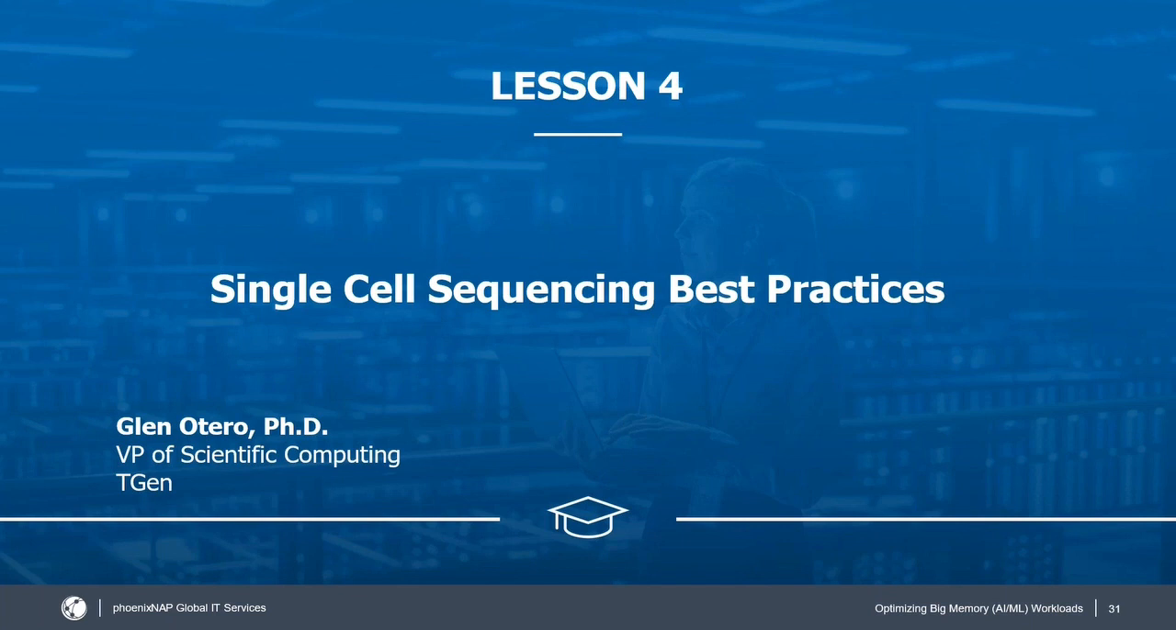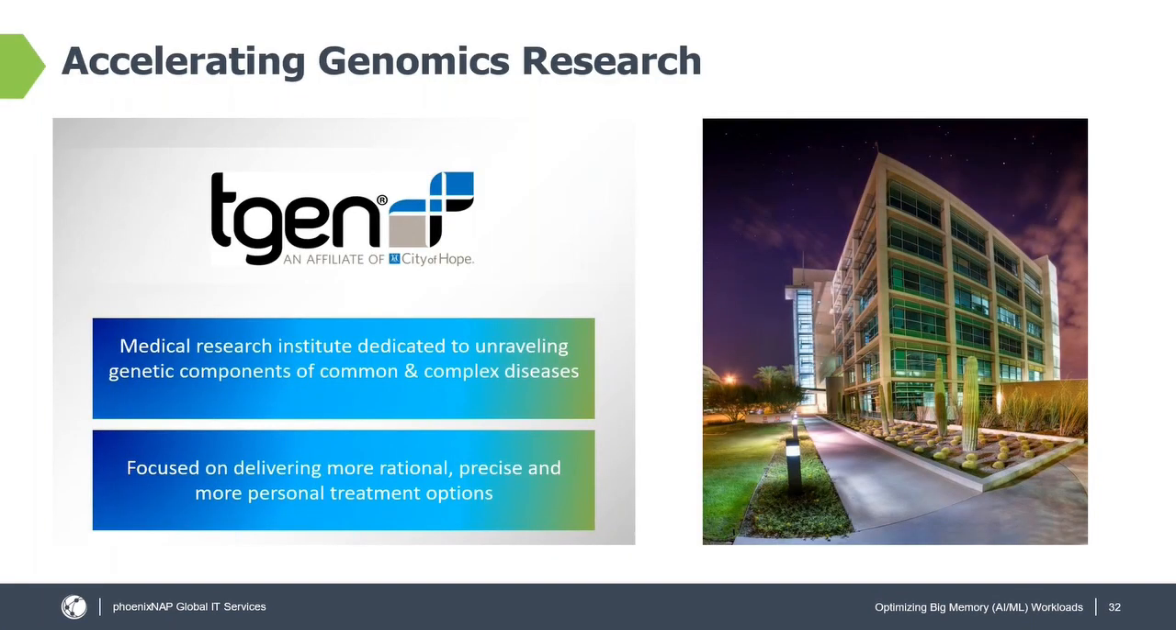Thanks, Charlie. My name is Glenn Otero, and I'm the VP of Scientific Computing at TGen. My role here is to essentially accelerate and optimize the performance of all our genomic sequencing analysis pipelines. TGen is based in Phoenix, Arizona, and we're a nonprofit research organization working in the areas of precision medicine and translational medicine, focused primarily on cancer, neurological disorders, diabetes, and rare childhood disorders as well. And we've been using genomic analyses and sequencing to address all of those research areas.